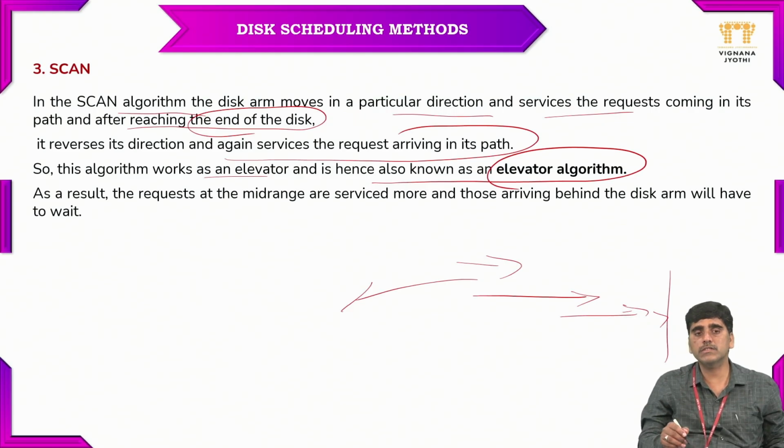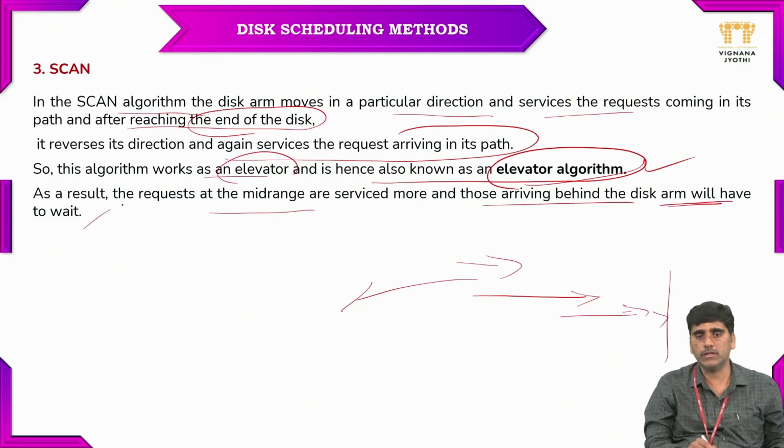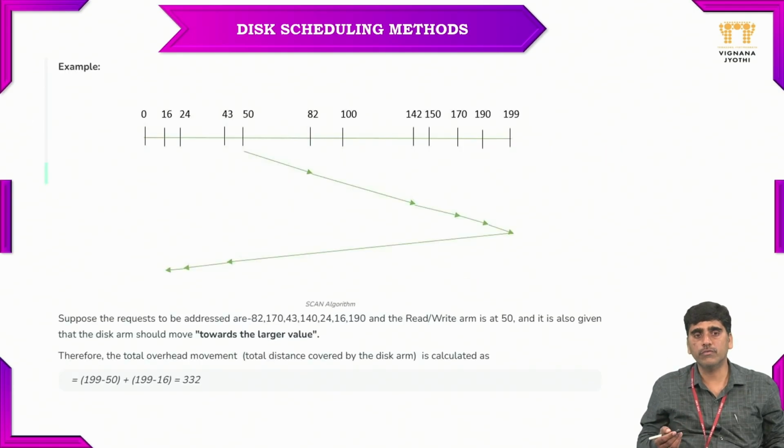Because of this phenomenon, it works like an elevator. It is called the elevator algorithm. As a result, the requests at the mid-range are serviced more, and those arriving behind the disk arm will have to wait. So we'll see how it works.